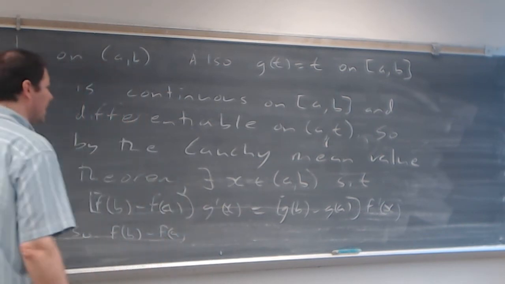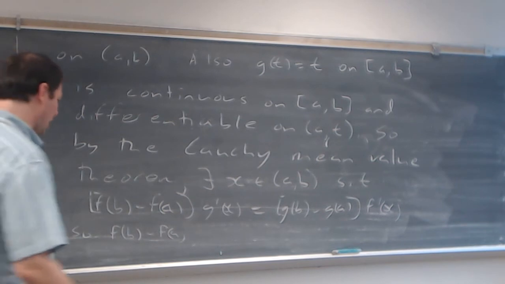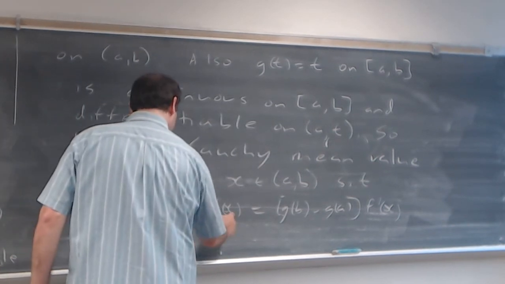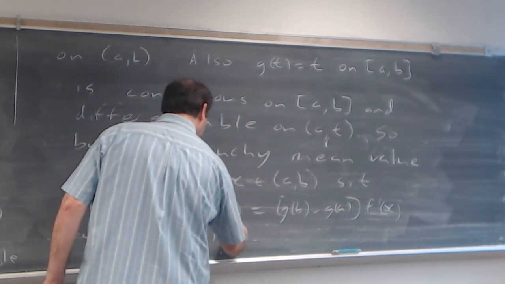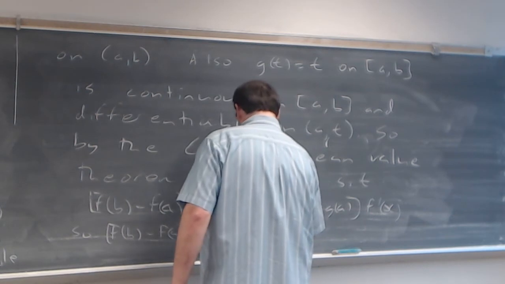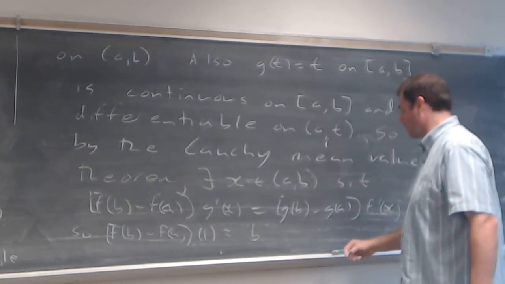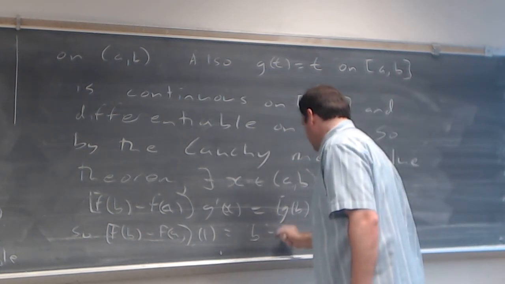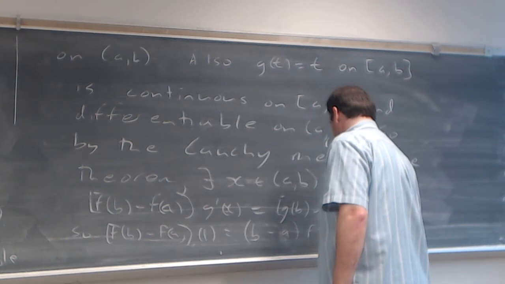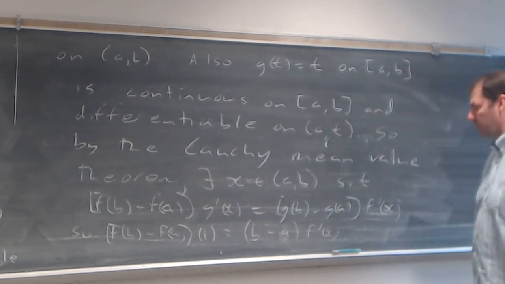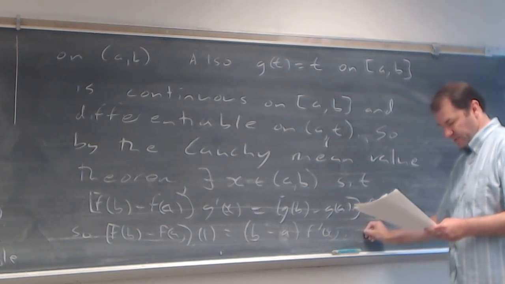Now g prime of x, well g of t is equal to t. Its derivative is 1. So g prime of any x value is going to be equal to 1. And this is going to be g of b, which is going to be b, because g sends whatever it grabs to itself, minus a, and here's f prime of x. And that's exactly what we wanted to show. So that is the theorem.